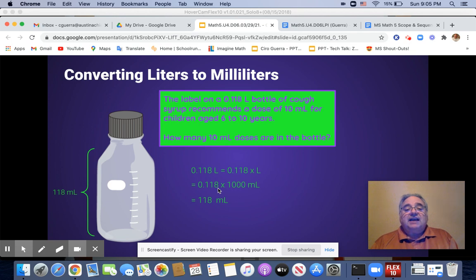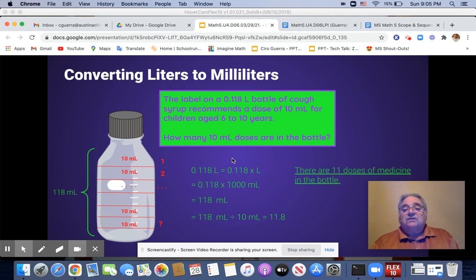Now I can divide that by 10 because we're trying to get 10 milliliter doses, right? So let's see how many doses that makes. Once we divide, 118 milliliters divided by 10 milliliters gives us 11.8. Well, that lets me know that we can only get 11 doses of medicine in each bottle. Not quite the 12, just the 11.